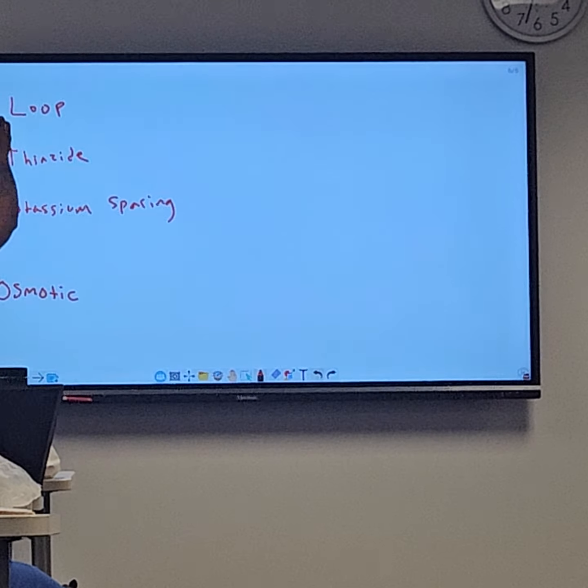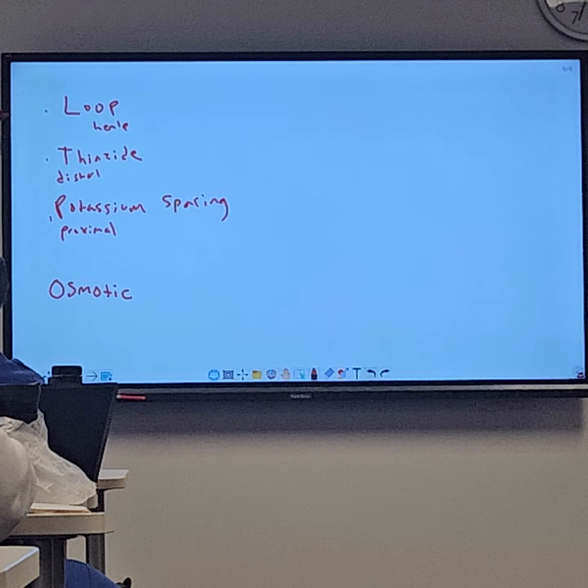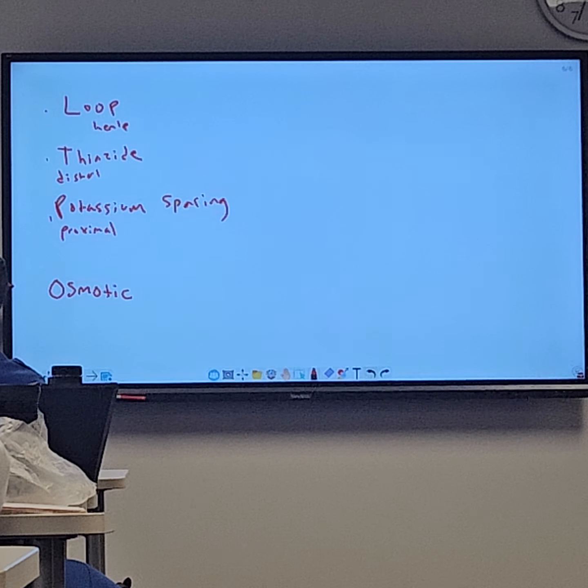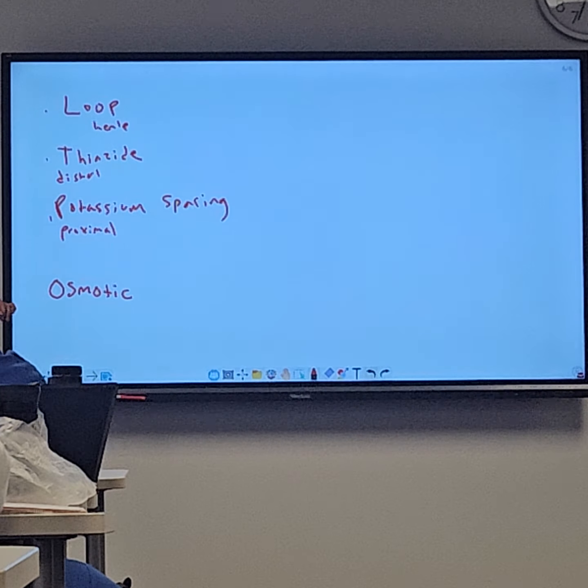Now, it's not specific that you know where they work, but what that causes. With it working in the loop of Henle, you just pee a lot, which means you get rid of sodium, potassium, everything. This one requires kidney function, while this one does not. Potassium-sparing will save your potassium with your kidney function. But osmotics do what? They pull water and get rid of ICP, but how?